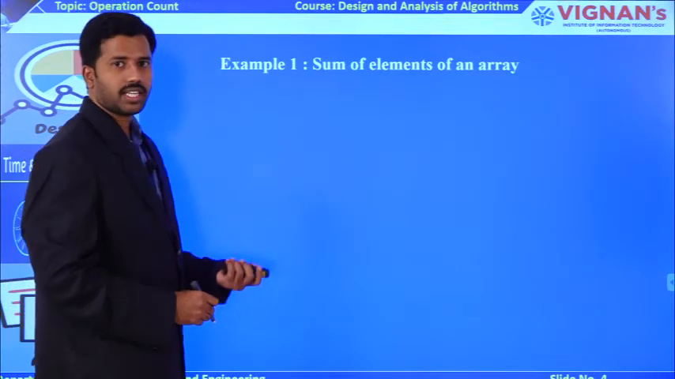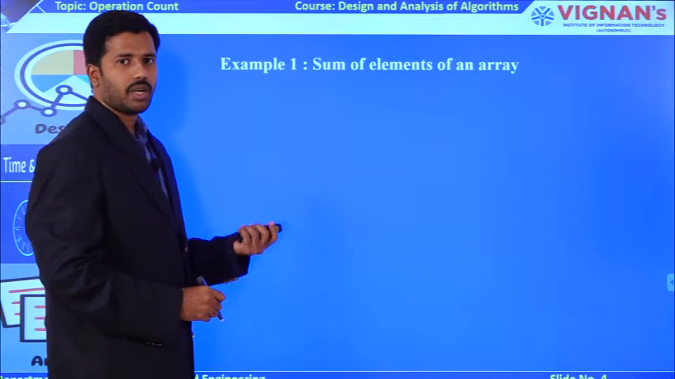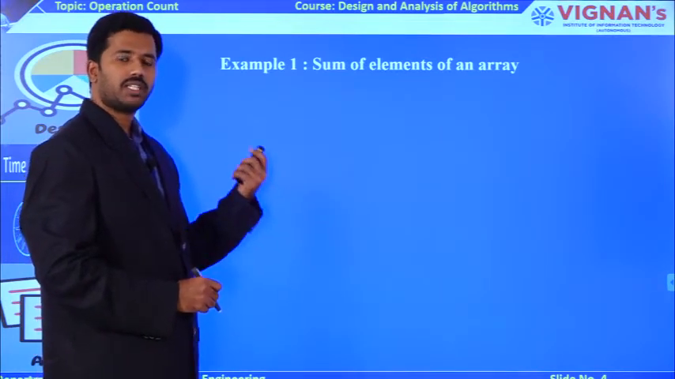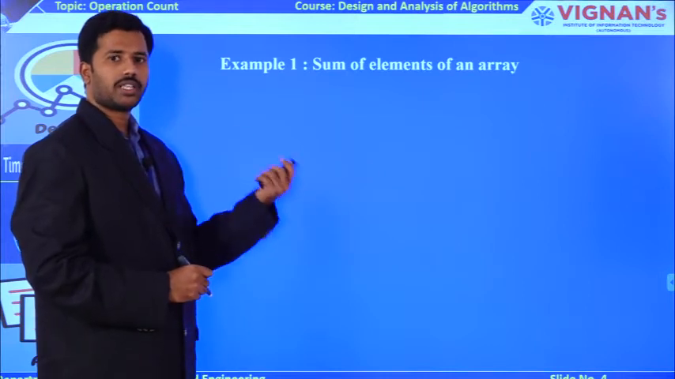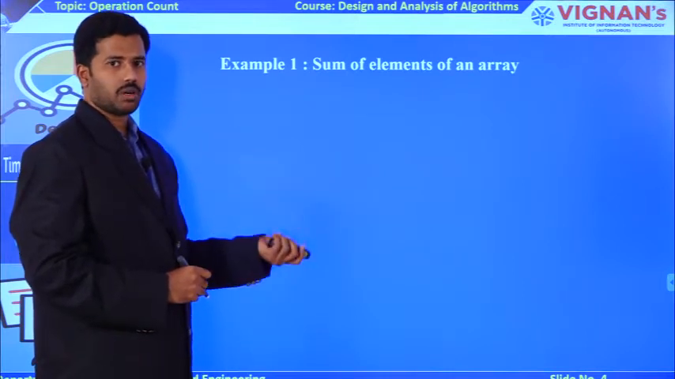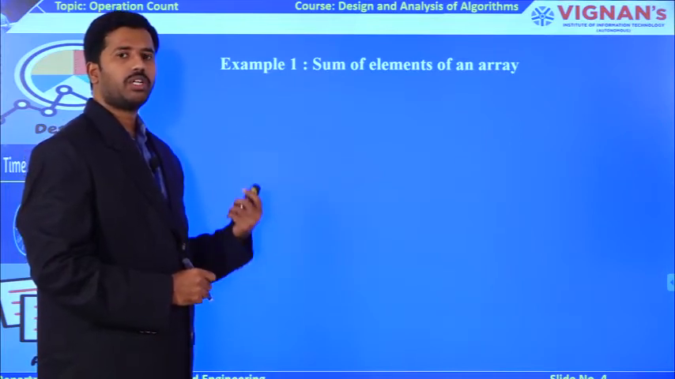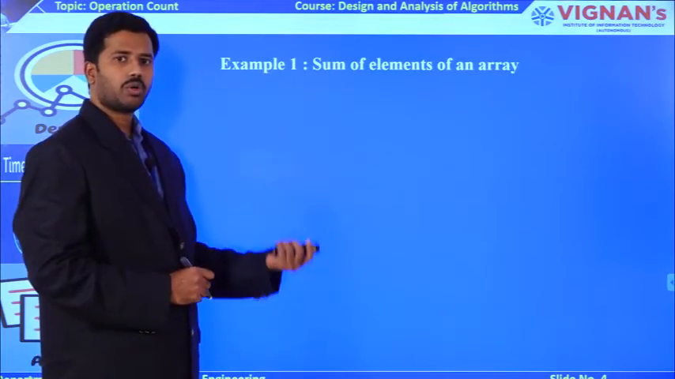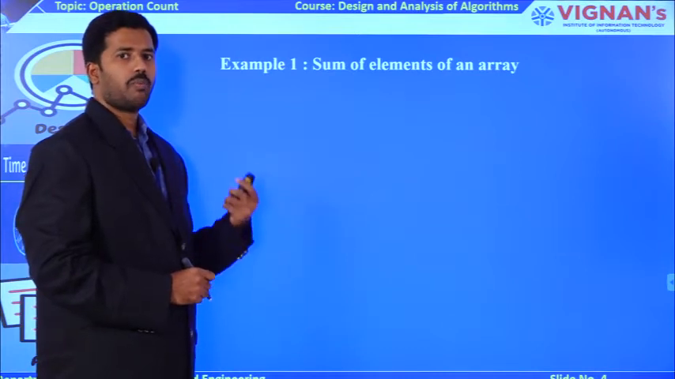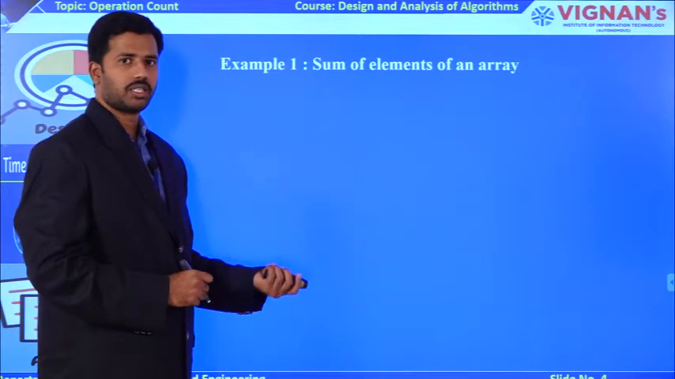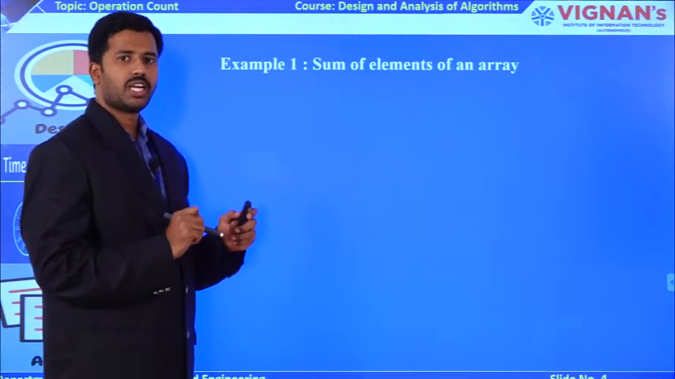We will see an example on the sum of elements available in an array. This algorithm is very familiar to you, because we discussed it in the step count method itself. Now observe whether this operation count method also produces the same output or not. Both methods, the step count method as well as the operation count method, have equal power.